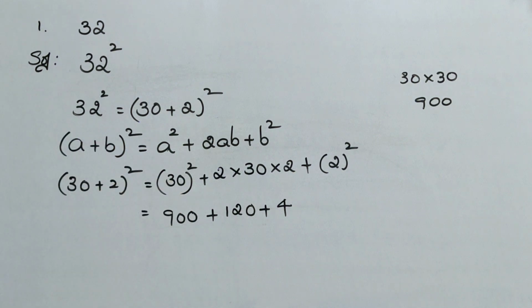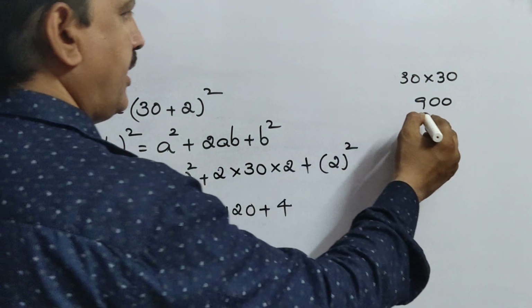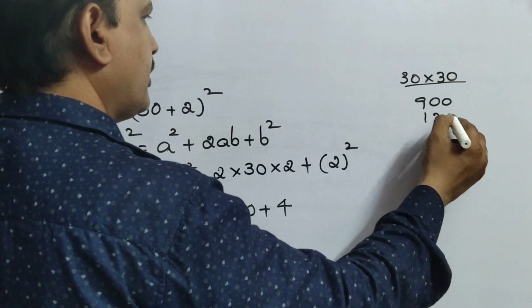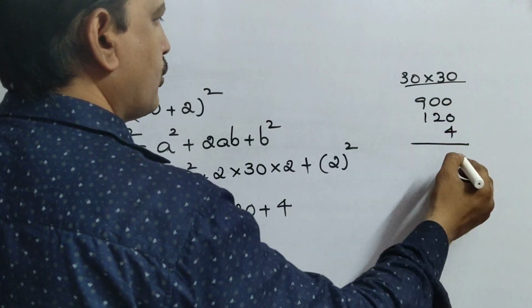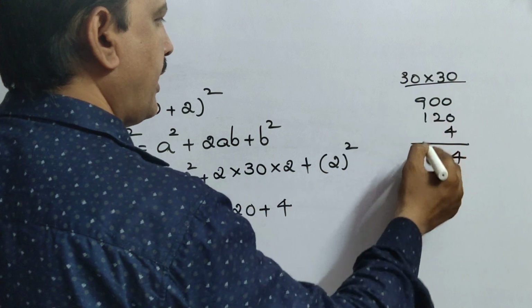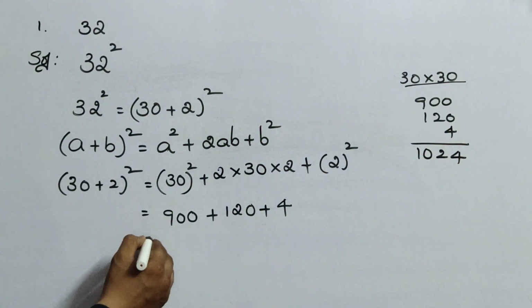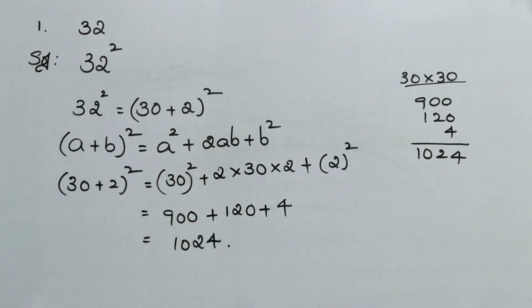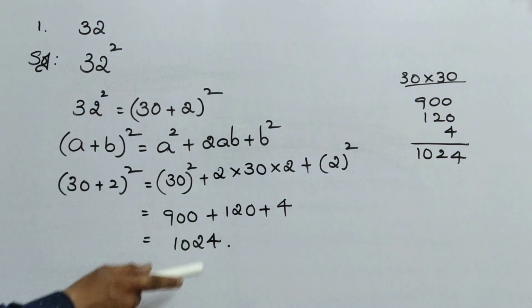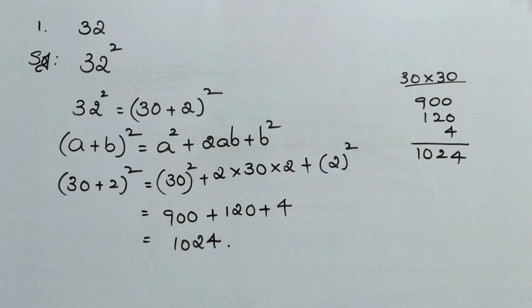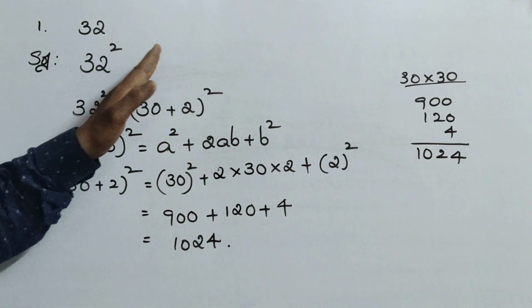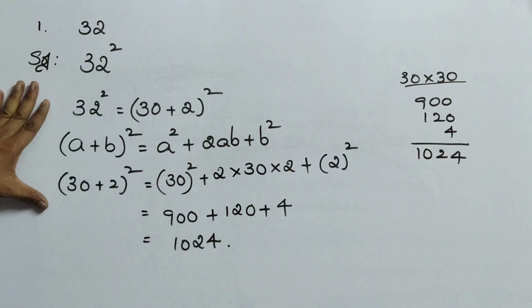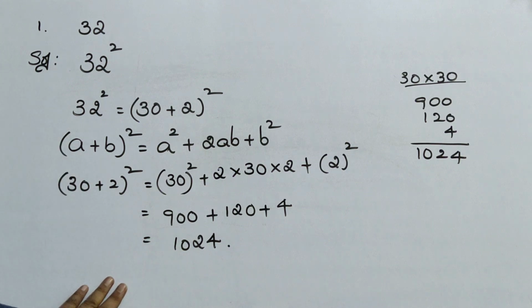Now we have to add all this in rough column. 900 plus 120 plus 4. So 4, 2, and 9 plus 1 is 10. That means 1024 is your solution. 32 square means 1024. Without actual calculation, that means without actual multiplication, instead of doing 32 into 32, we can apply the formula and do it in this way.